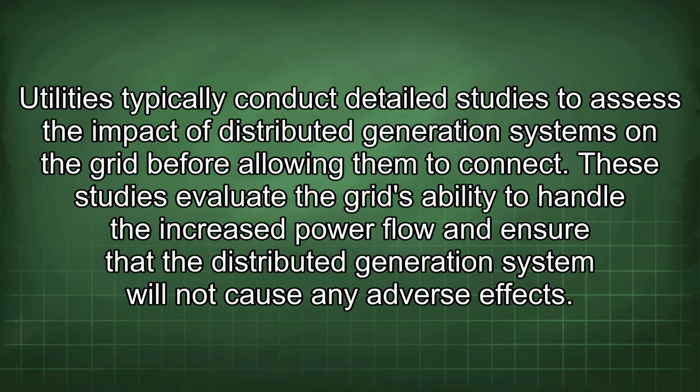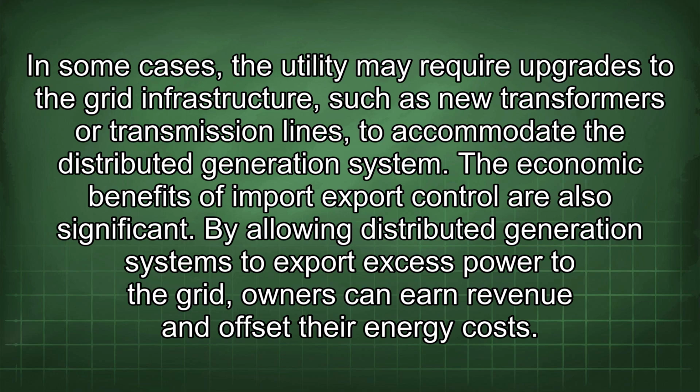Utilities typically conduct detailed studies to assess the impact of distributed generation systems on the grid before allowing them to connect. These studies evaluate the grid's ability to handle the increased power flow and ensure that the distributed generation system will not cause any adverse effects. In some cases, the utility may require upgrades to the grid infrastructure, such as new transformers or transmission lines, to accommodate the distributed generation system.